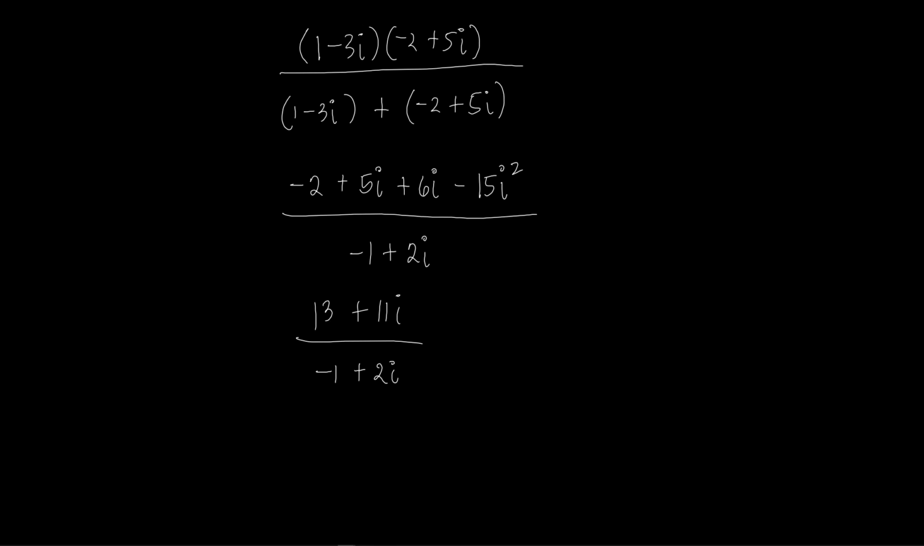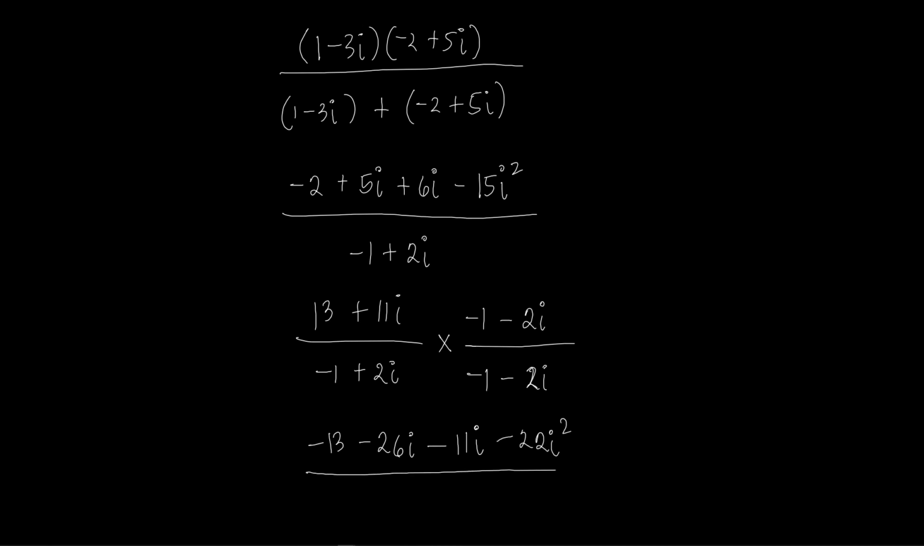Next, perform na ta og division. So, to perform division, we have to multiply both numerator and denominator by the complex conjugate of your denominator. So, we have negative 1 minus 2i. Okay, then, perform ta og multiplication. So, 13 times negative 1, that is negative 13. 13 times negative 2, that is negative 26i. 11 times negative 1, that is negative 11i. And then 11i times negative 2i, that is negative 22i squared. Okay, denominator.